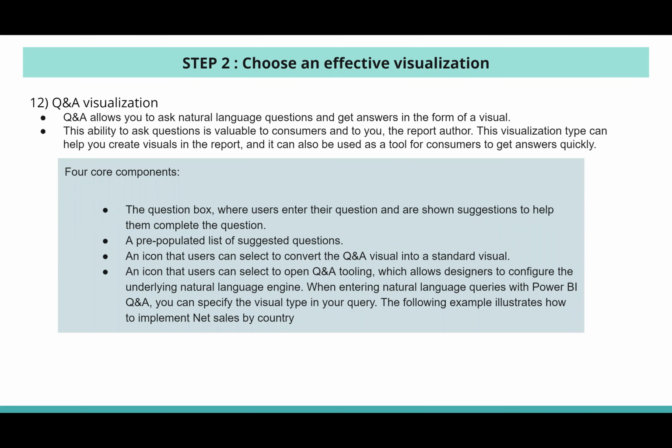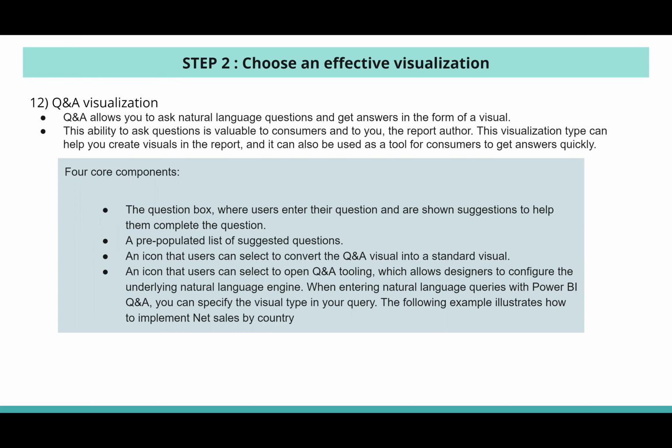Okay, so the last one is the Q&A visualization. This is when you want to allow the audience to ask questions. The audience could comment and ask a question to the author. There are four components. There is a question box, and there are pre-populated lists of suggested questions. There is an icon that users can select to convert the Q&A visual into a standard visual. And there is also an icon that users can select to open Q&A tooling, which allows a designer to configure the underlying natural language engine.